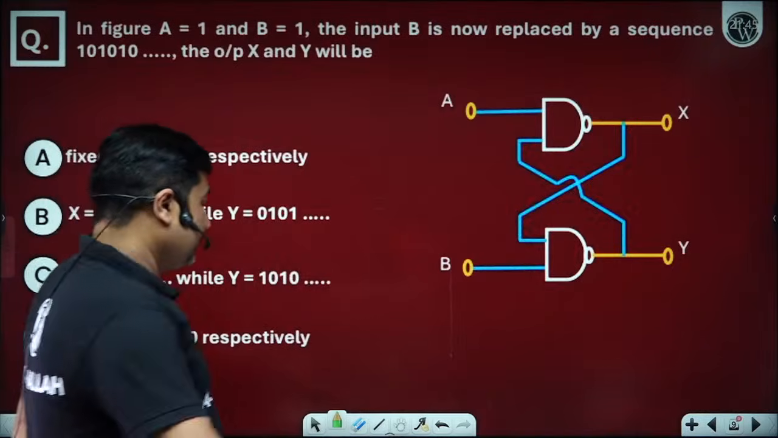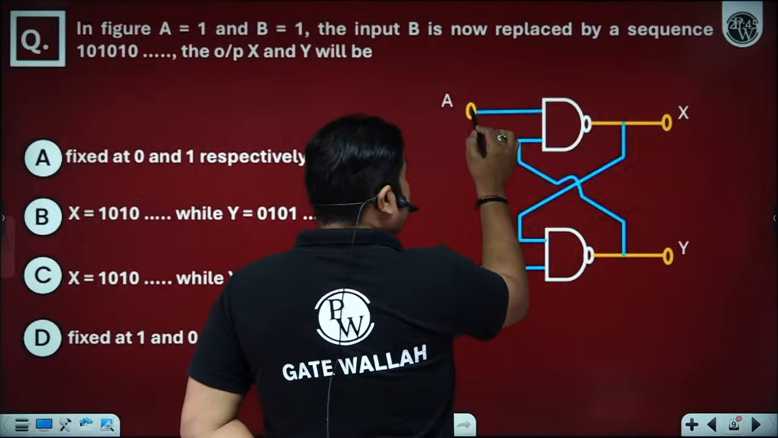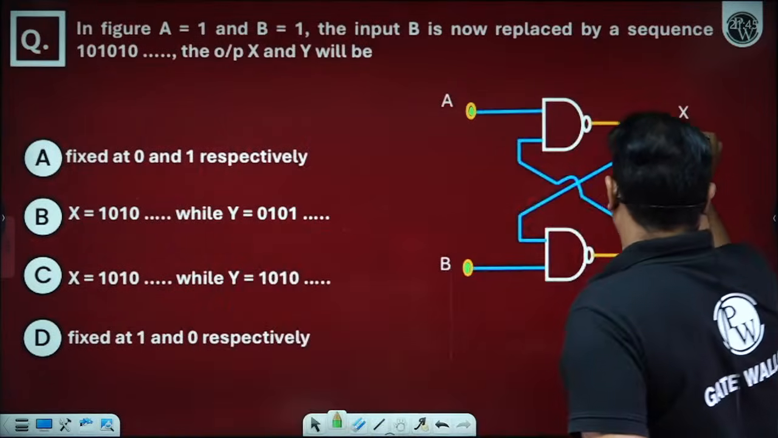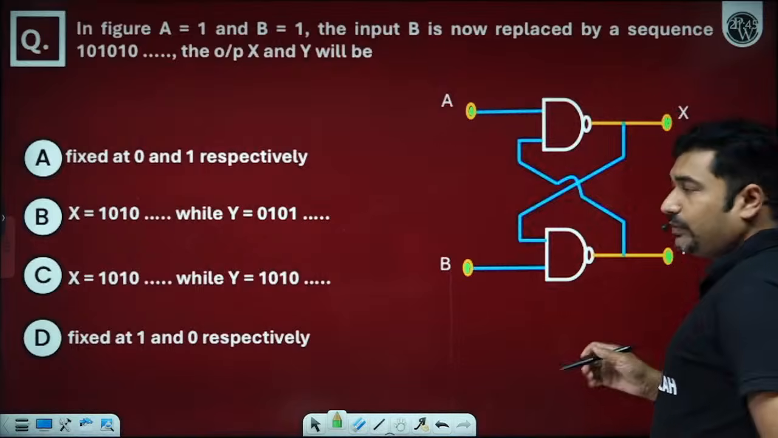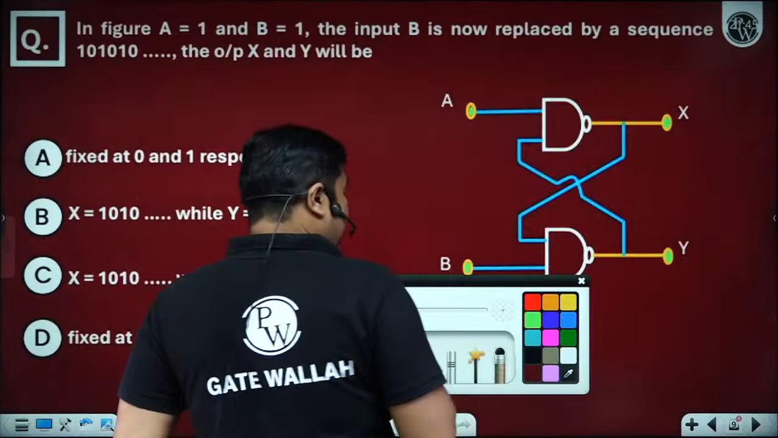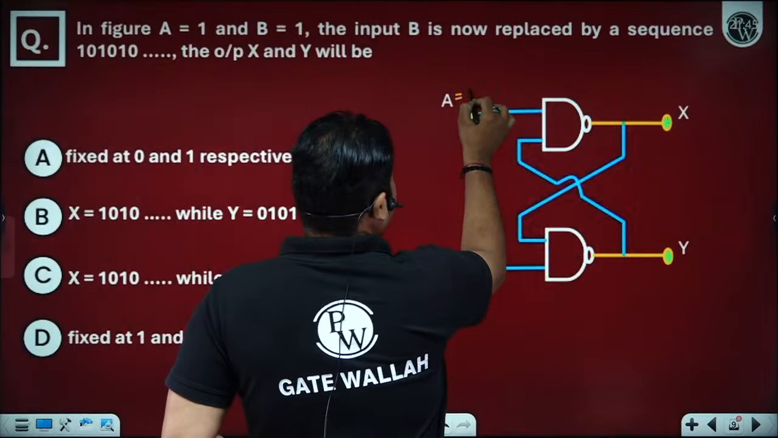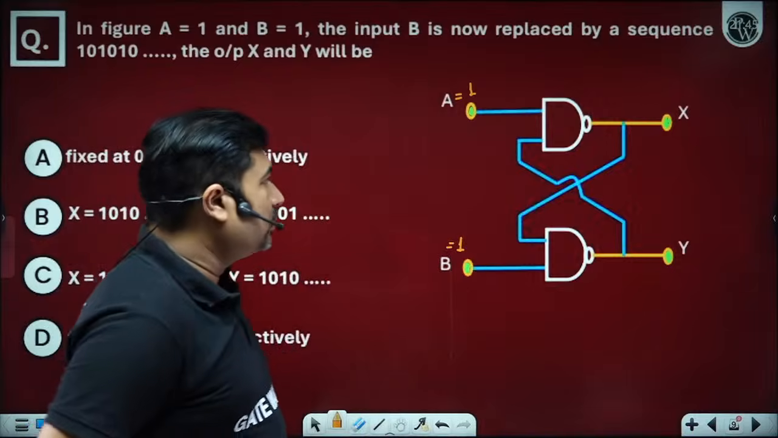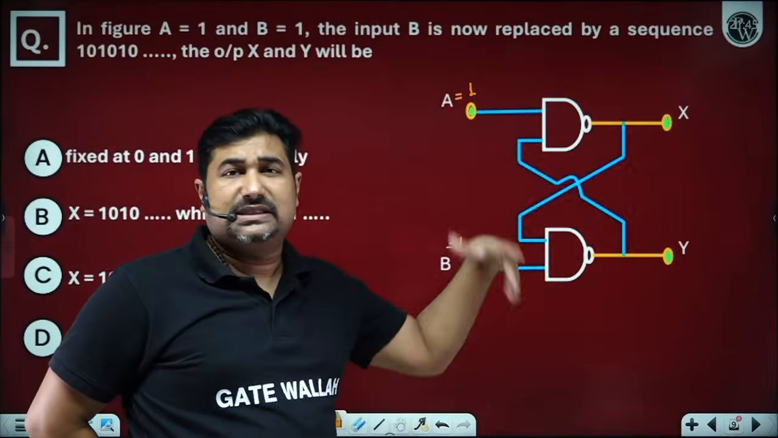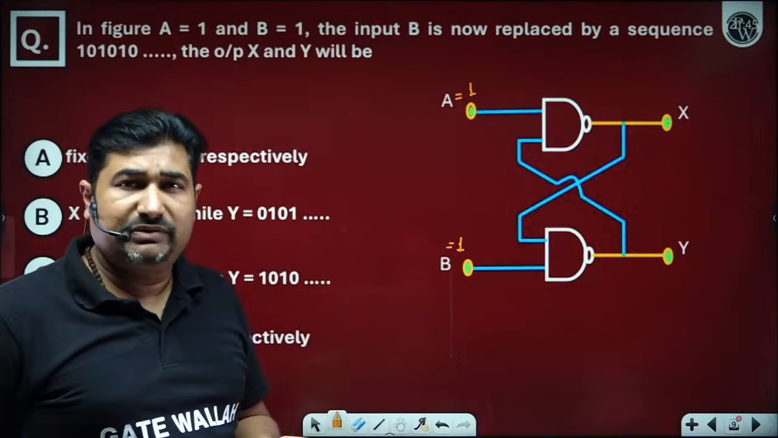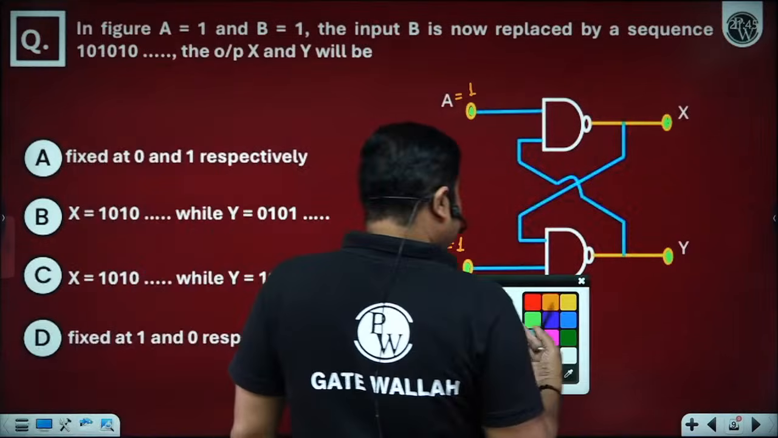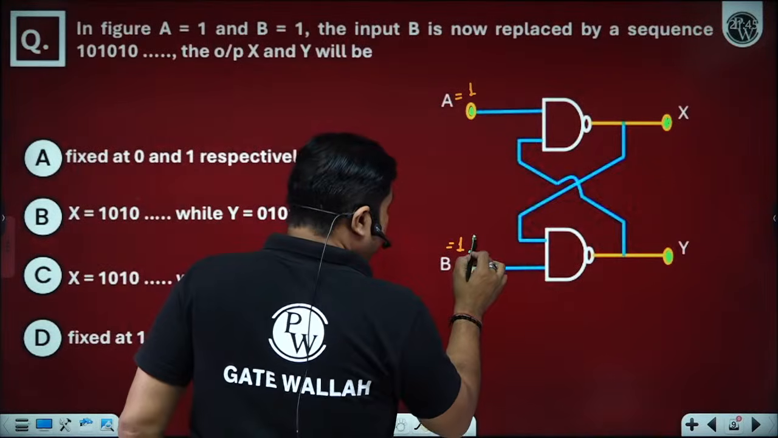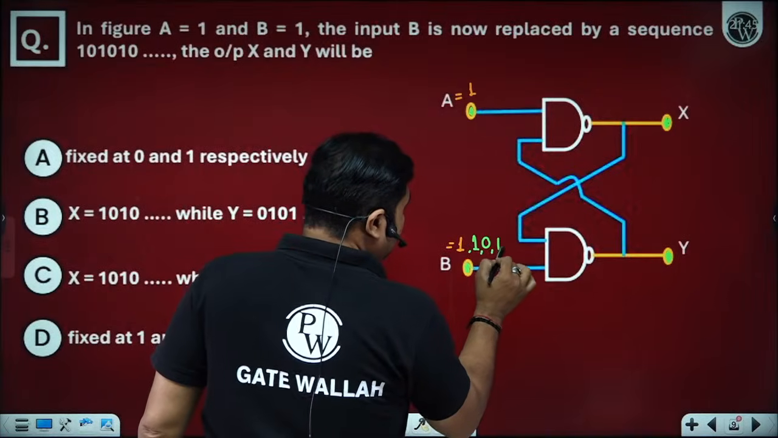Please observe, beta ji. We have A and B, and we want the output at the X port and Y port. Is it okay? First A and B are 1 1. So we don't have the output X and Y because it depends upon the previous state. We don't know about the previous state. Forget about it. Now B is changed to 1 0 1 0 1 0.